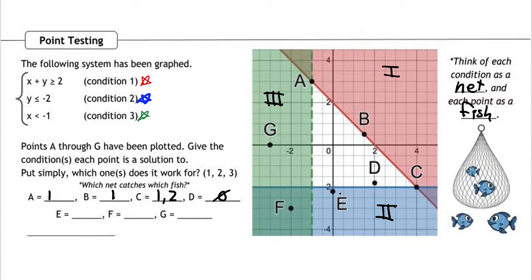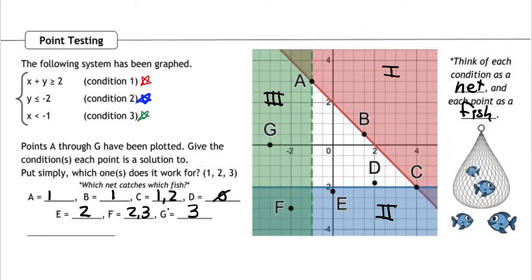E is quite obviously on the blue, so that's only 2. F is in the green and the blue, so you work for 2 and 3. And then let's see, we got G. G is on the green only, so you're 3 only. All right, that's about it, friends. I mean, that's kind of how easy these questions are.